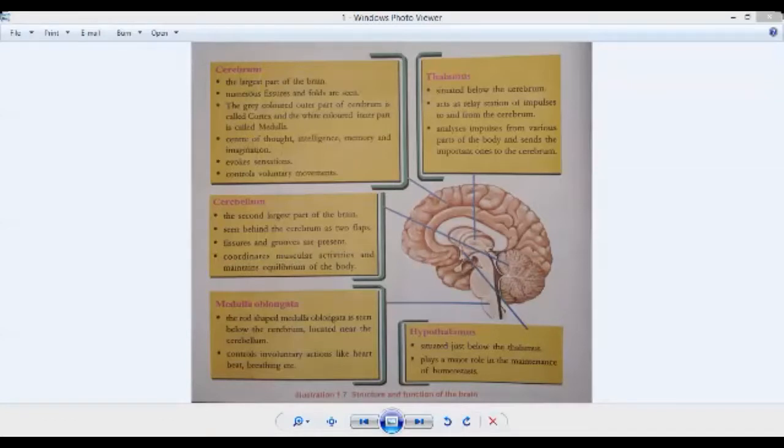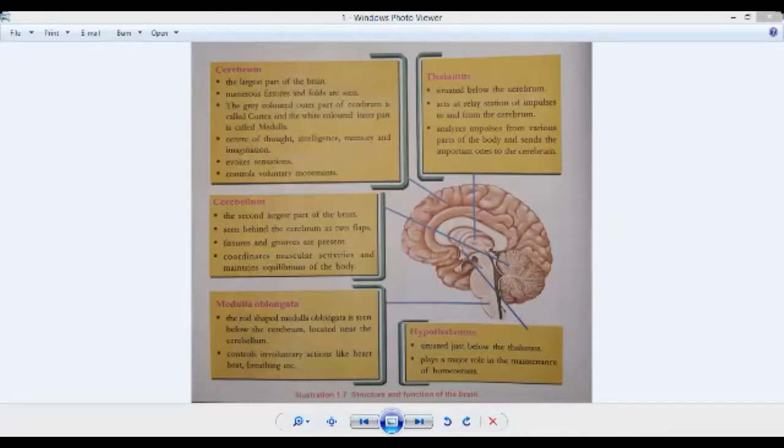Then, the third point is, the gray-colored outer part of the cerebrum is called the cortex, and the white-colored inner part is called the medulla. You have studied last year the structure of a kidney, with the cortex and the medulla. Cortex means the outer part, and the medulla means the inner part. We have already studied that.